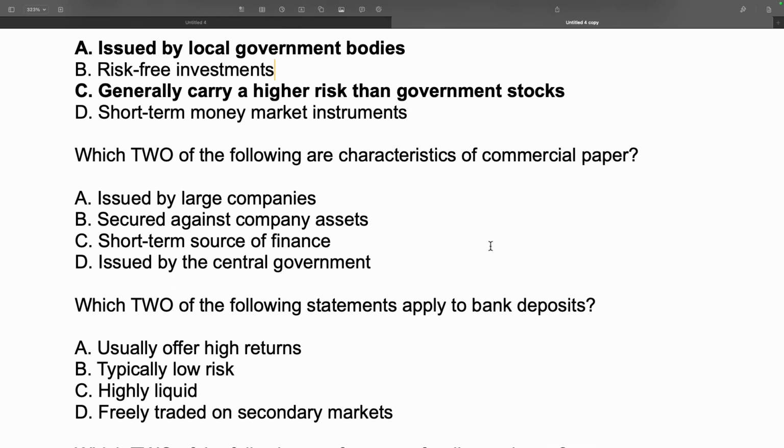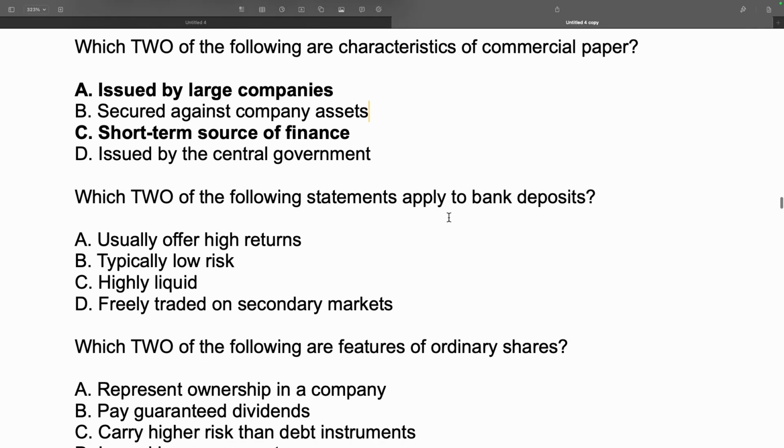Which two are correct about commercial paper? Well, commercial paper is issued by large companies. Okay. It's supposed to be a short-term source of finance. Okay, it's a short-term source of finance for the company that issues it. Now, which two of the following statements apply to bank deposit? So when we talk about bank deposits, basically you're going to say it's reasonably low risk and usually highly liquid.